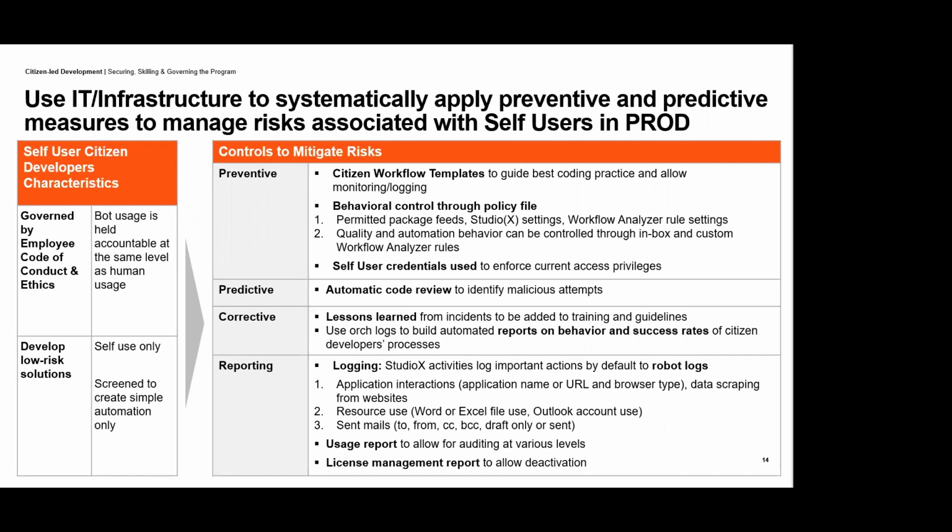And then for reporting and auditing, StudioX activities log important actions by default to robot logs. Basically, StudioX can record what applications and URLs users are working with and extracting data from, what Excel and Word files they're working with, when they automate email with Outlook, and when they send emails using an automated process.